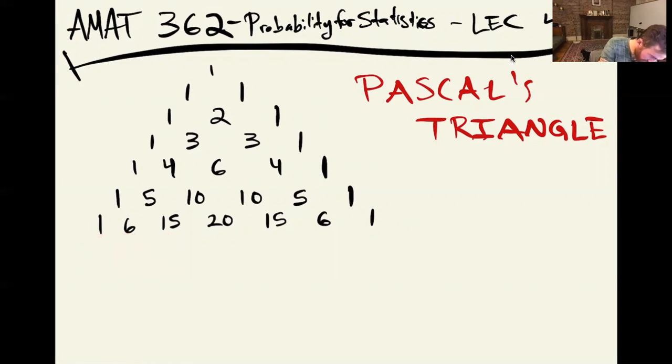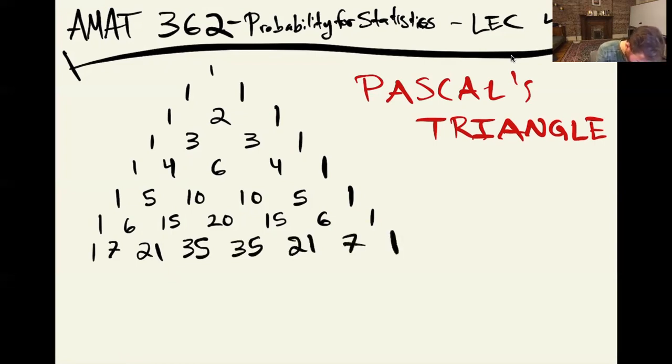Notice that if I take 1 and 2, this adds to give 3. And if I add 1 and 3, this adds to get 4. And I add 3 and 3 to get 6. And 3 and 1 to get 4. And just continuing this pattern allows me to produce a new row. So let's go ahead and fill it out. So 1, 7, 21, 35, 35 again, 21, 7, 1.